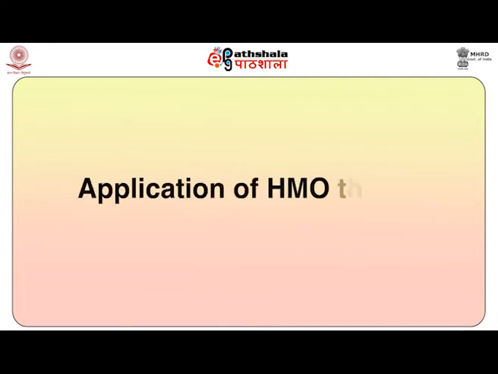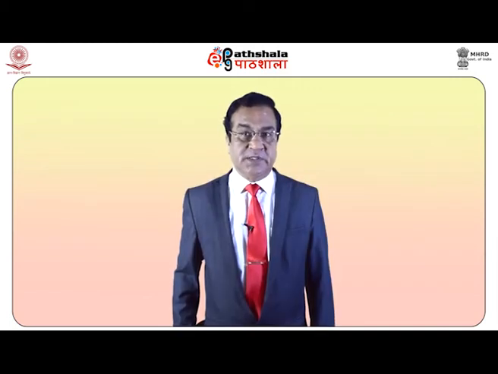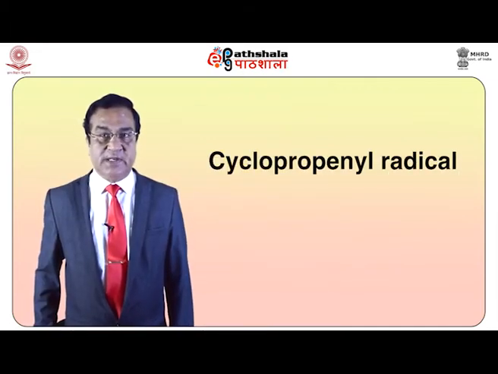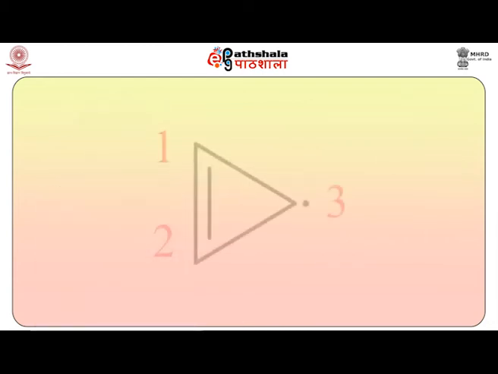After having done a quick recap of HMO, let's now apply this theory to a cyclic conjugated hydrocarbon, the cyclopropenyl radical. As you can see here, it is a 3 pi electron system in which each carbon atom contributes 1 pi electron.